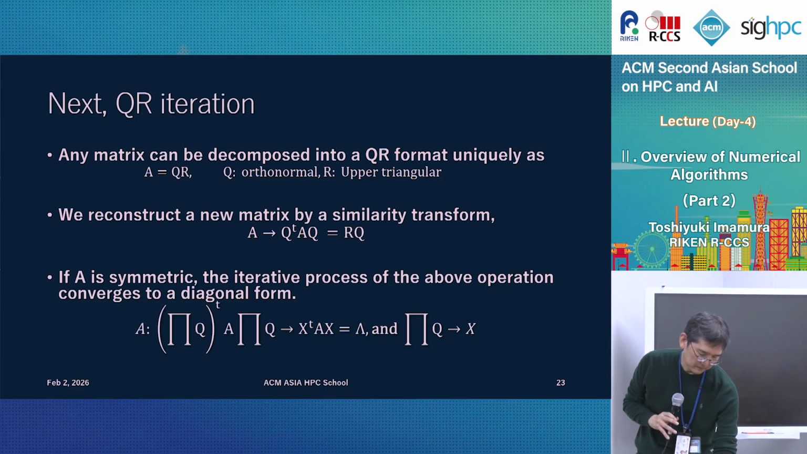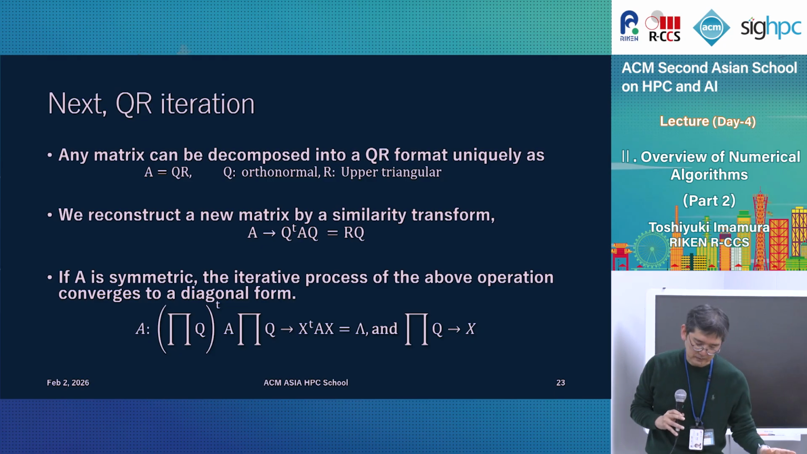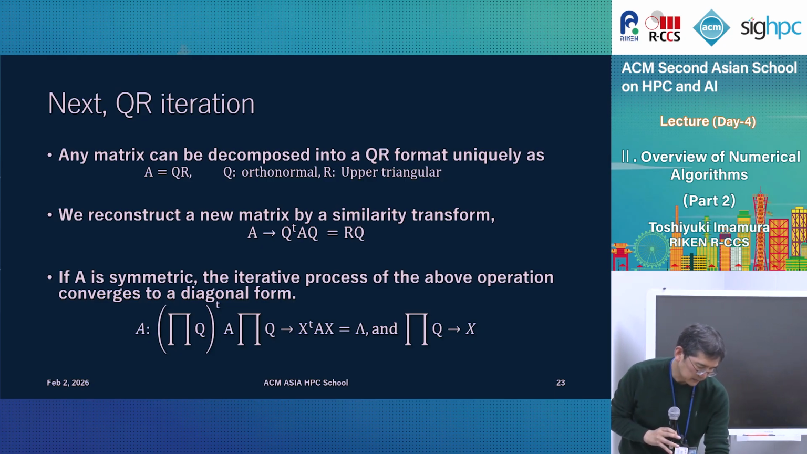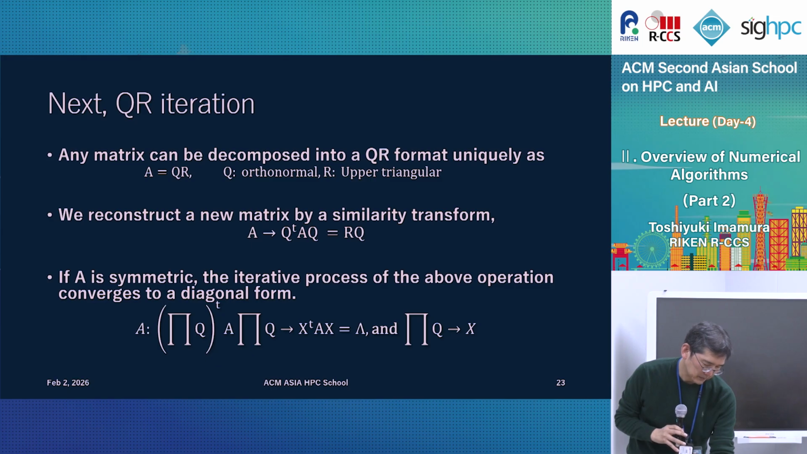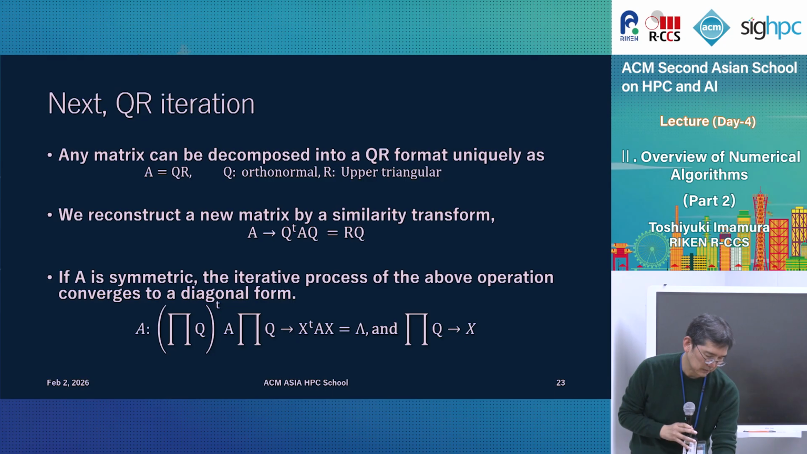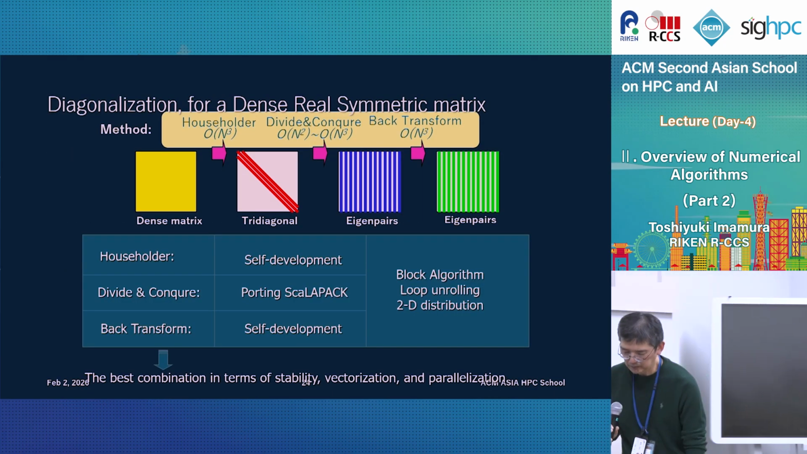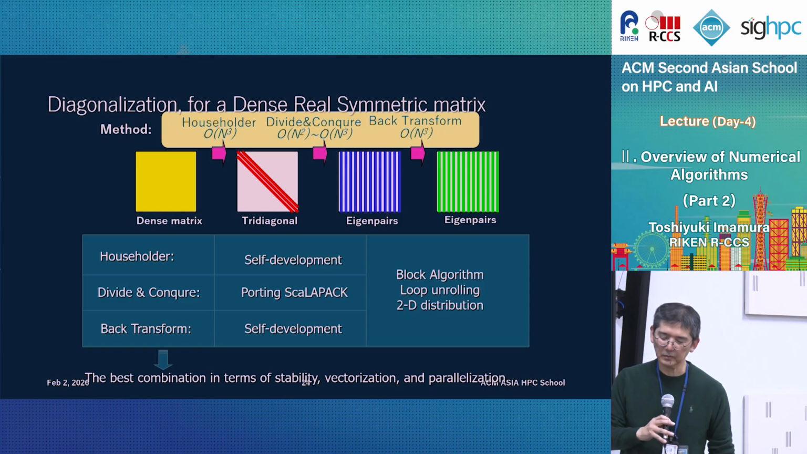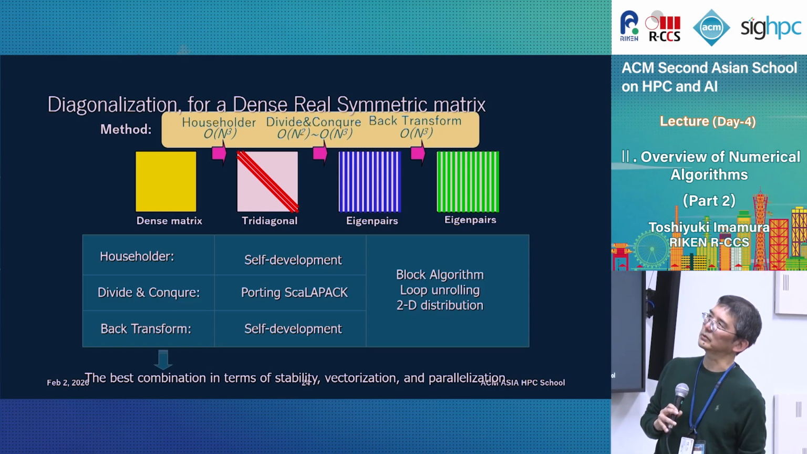But if we apply the eigenvalue problem to a very huge parallel system, we should avoid the essential sequential part of the algorithm itself. So we should introduce another approach.